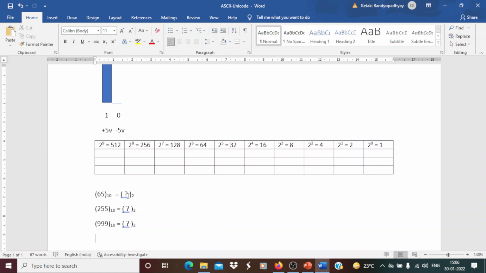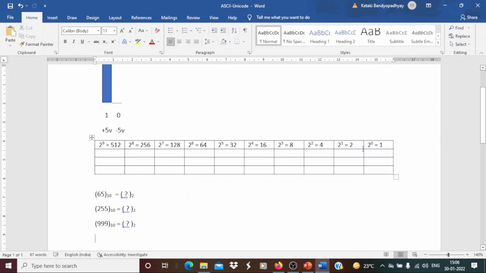People normally follow a different kind of technique by dividing 65 consecutively with 2 and storing the remainder. That's a very complex process, and if the ordinal value of the number increases, it takes much time and there is often a chance of mistake. So I recommend my students to follow a scale like this.